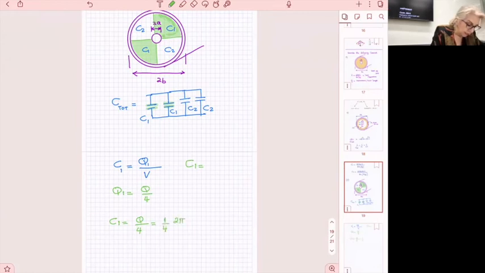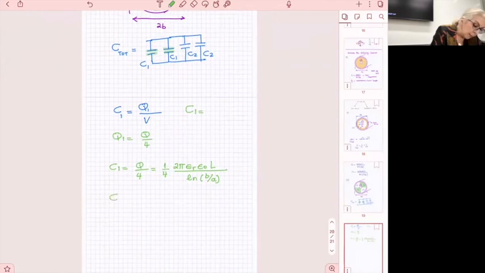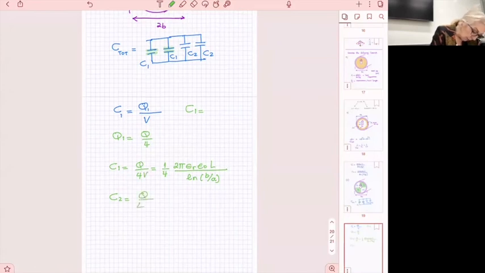2 pi. If it has a dielectric, this is epsilon r, epsilon naught, L, they share the same length, ln b over a. That's C1. And C2 now is going to be Q over 4 divided by V. All right, it's Q over 4 divided by V, but it's going to be 1 over 4 2 pi epsilon naught L, since it does not have the dielectric, logarithm of B over A.